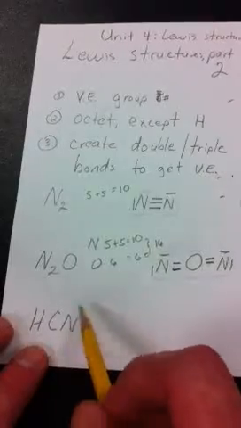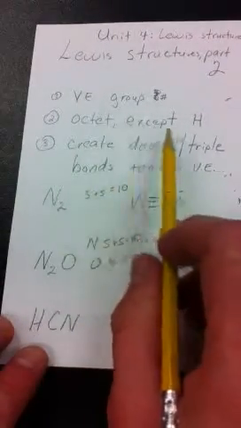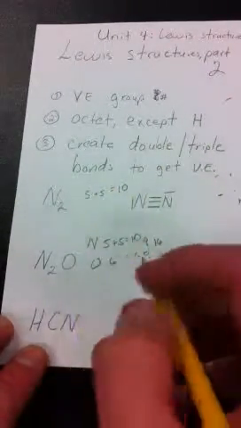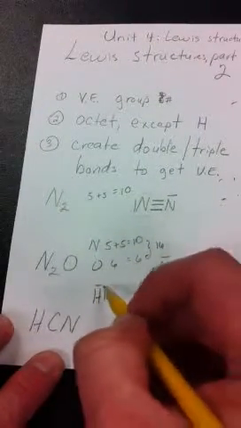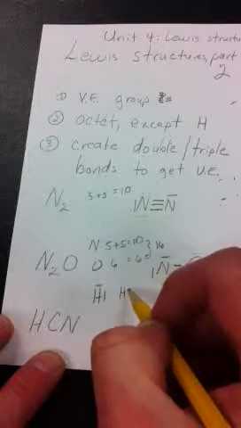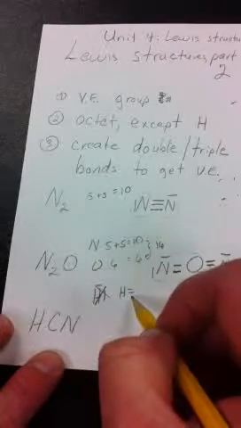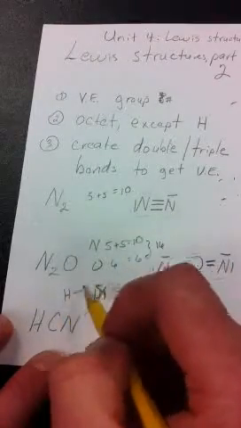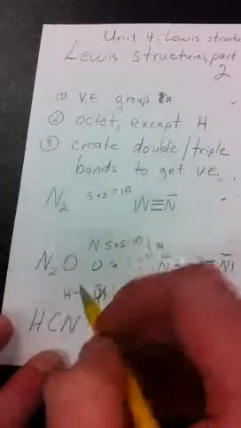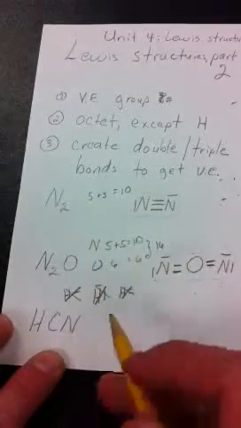Now HCN. Everybody wants an octet except hydrogen. It only wants 2. So hydrogen can never have 2 lines around it. This would be 4 electrons around it. Hydrogen cannot have 2 bonds to it. That would be 4 electrons around it. Hydrogen can only have 1 bond to it, and that's it. No more than 1 bond.